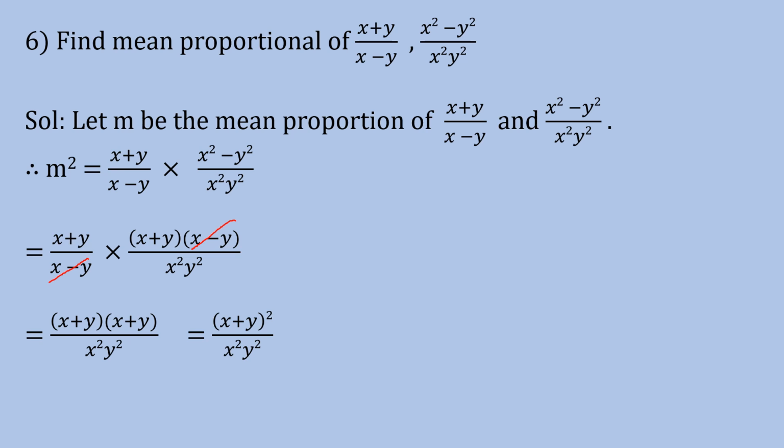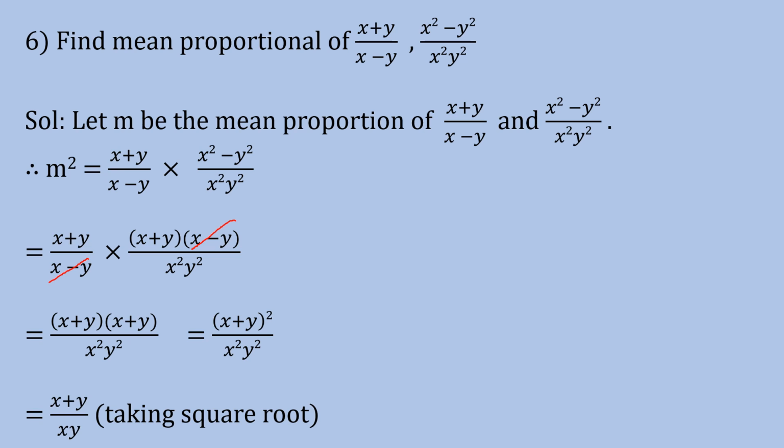But now students, when you write x plus y into x plus y, I can write it in this form, that is x plus y the whole square. Two terms are there, multiplication. So I can write x plus y the whole square upon x square y square. Now this numerator and denominator are square terms, so we can take the square root out. So next step we'll do that, that is taking the square root. So what will we get? x plus y will remain, the squares will cancel, and upon, this will become x square y square, the square will also cancel, so it will become xy.